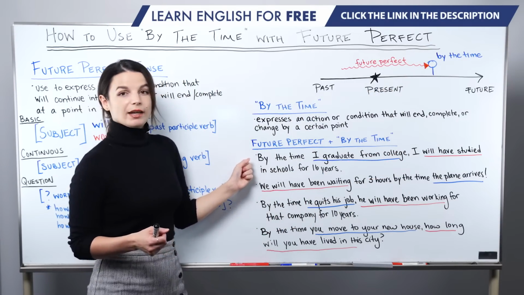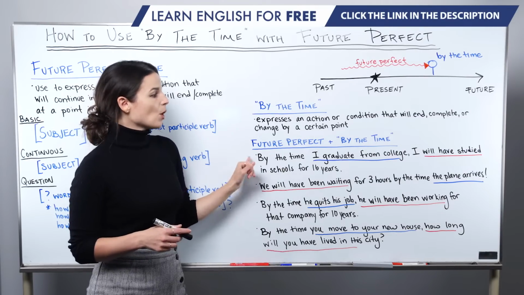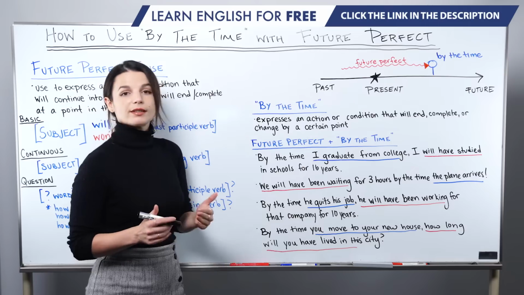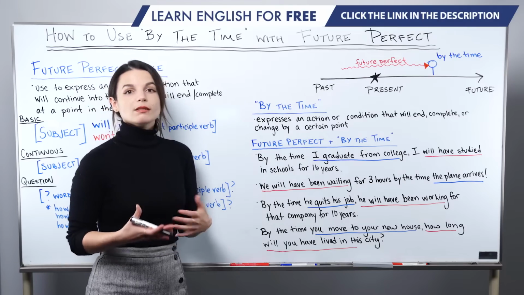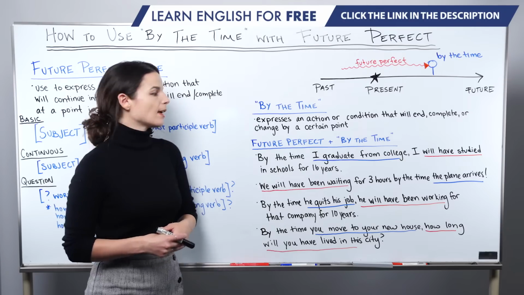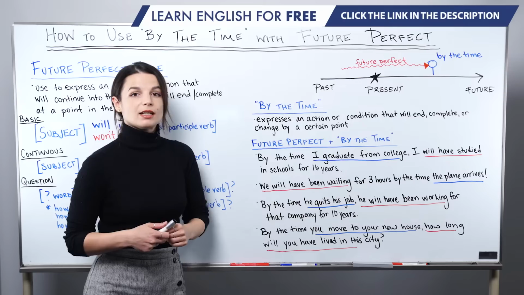So let's take a look at another example sentence here. If we change by the time out and use when instead, the sentence becomes, when I graduate from college, I will have studied in schools for 16 years. So this also, we have no communication problem here. We understand what the speaker is saying. When I graduate from college, I will have studied in schools for 16 years.